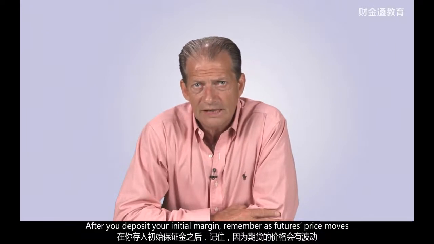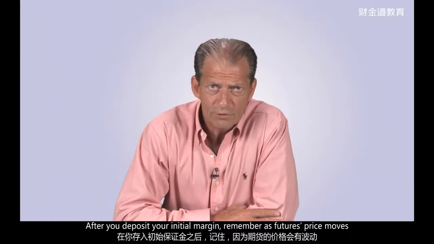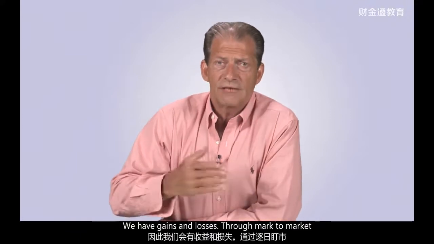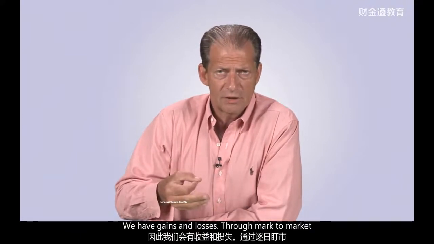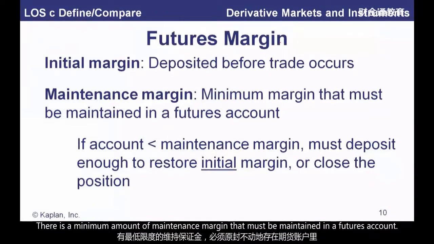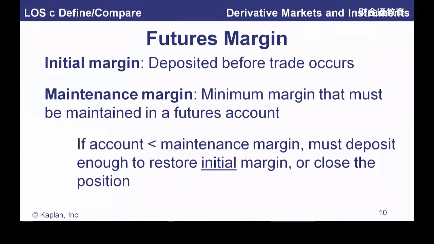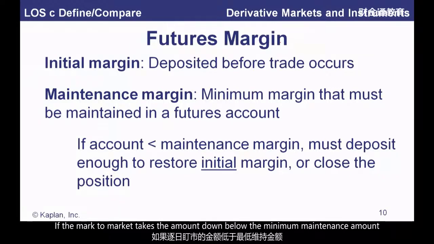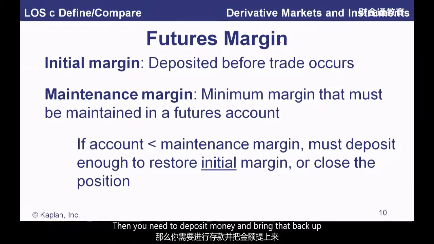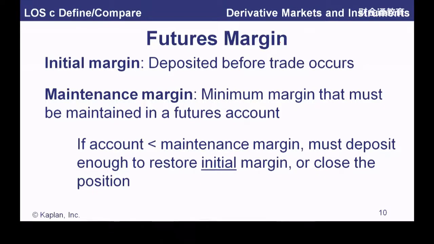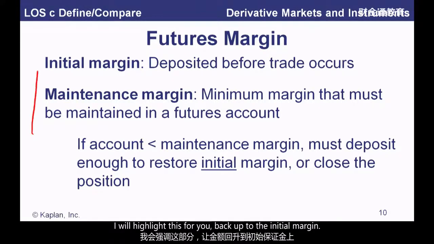Now, after you deposit that initial margin, remember, as the futures price moves, we either have gains or losses, and through this marking to market, that's reflected in our margin balance. Well, there's a minimum amount or a maintenance margin that must be maintained in a futures account. So, if this mark to market takes your margin balance down below the minimum or maintenance amount, then you need to deposit money and bring that back up, and I'll highlight this for you, back up to the initial margin.